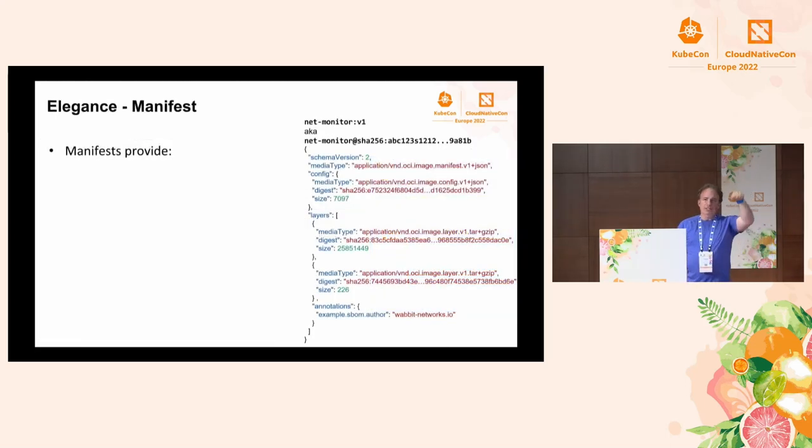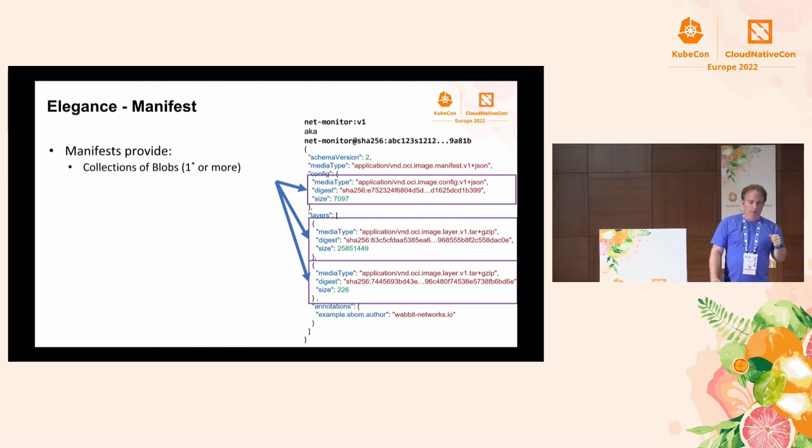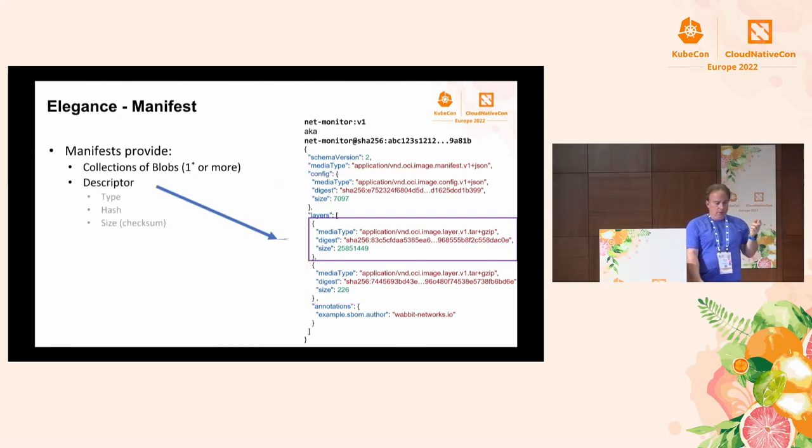So if we look at what's in that manifest, there's this collection of blobs. They're called layers in the container image format. There's a collection of layers, and there's this config object. The config object is just another layer. It's just another blob. It's just a specialized one. Everything in a registry is stored as a descriptor, which is nothing more than the type, the hash, and a checksum. And the hash is the unique identifier.